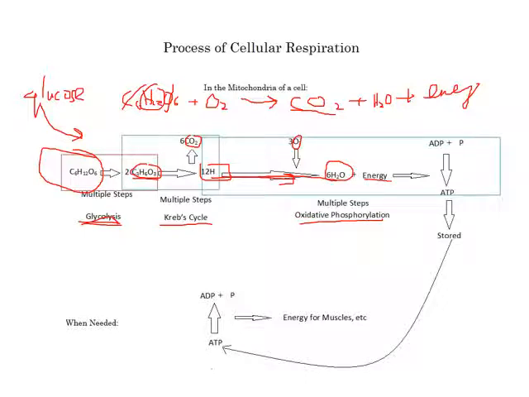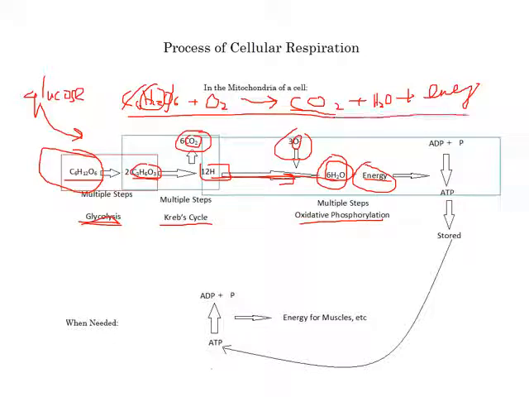Okay, and if you look, the inputs are glucose and oxygen, and the outputs are carbon dioxide and water and energy, exactly as this chemical reaction up here. And then the energy goes and makes ATPs, and the ATPs can be used to make energy, muscles move, and so on.